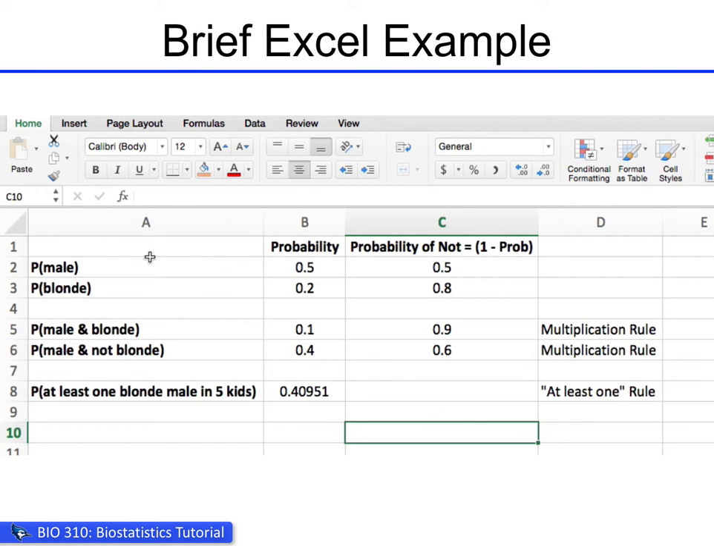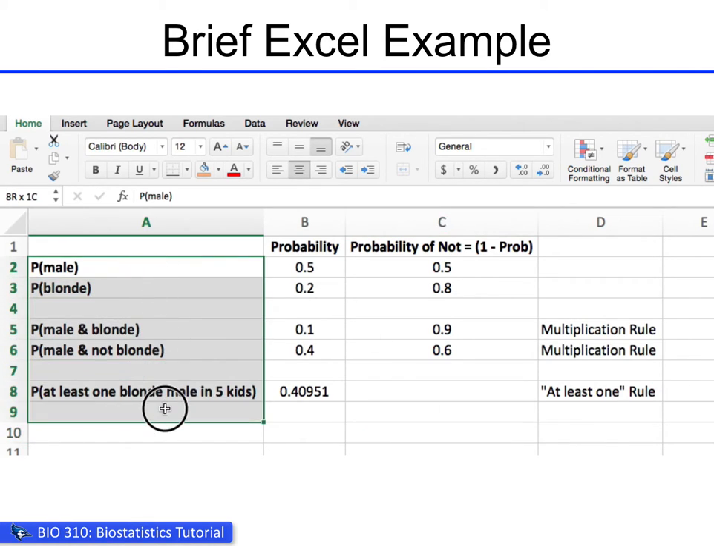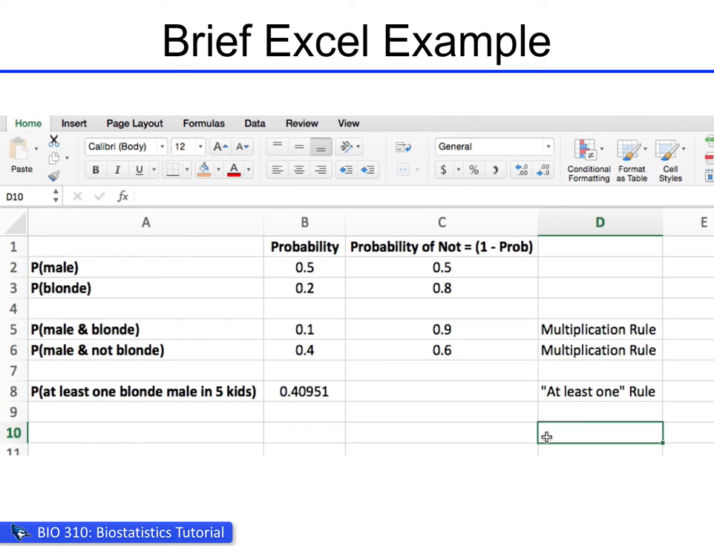You want to make sure that you clearly define what it is you're looking at. It can also be helpful to make just another column out to the side, just indicating to yourself what this value means. Okay, so that was just a brief video explaining to you some of the ways that you can use Excel to do some of these calculations for you.